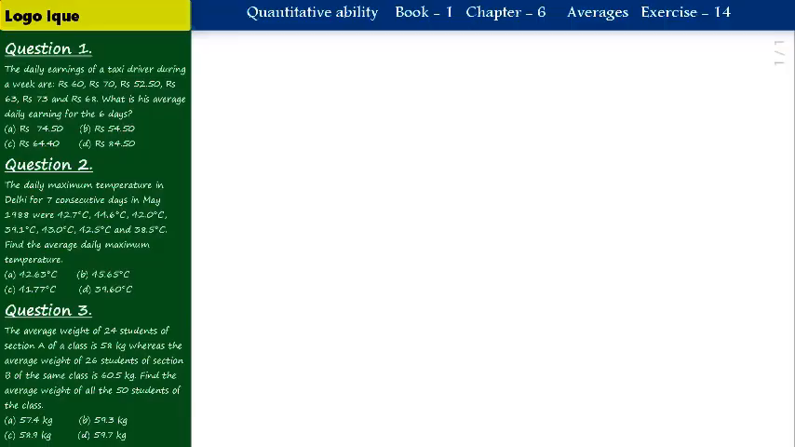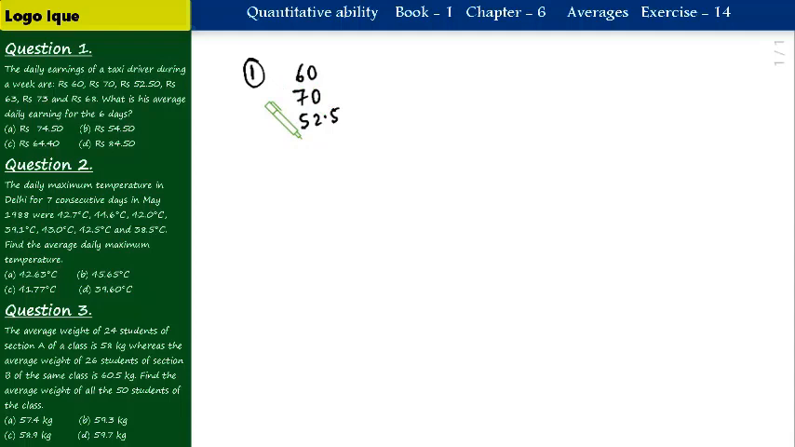Now let's take questions from exercise 14. First question. It's a simple question. The daily earnings of a taxi driver during a week are 60, 70, 52.5. So let's keep on writing them. 60, 70, 52.5.